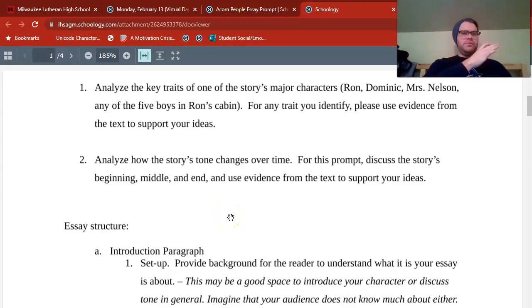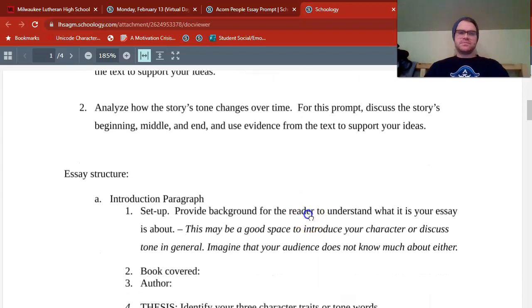So identify the tone in the beginning of the story, maybe the first 2 chapters. The middle of the story, you could really choose any point within the middle of the text. But then we also want to devote a paragraph to the end of the story too. How does the tone feel as the story comes to a close? Again, use evidence, quotes, paraphrases from the text to support your ideas.